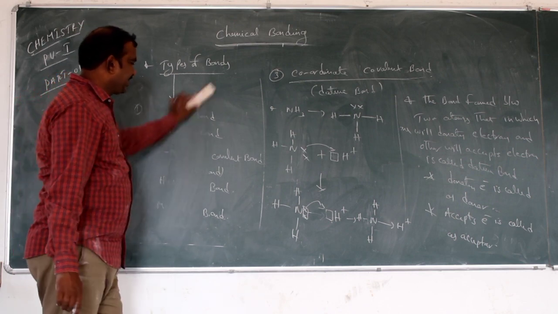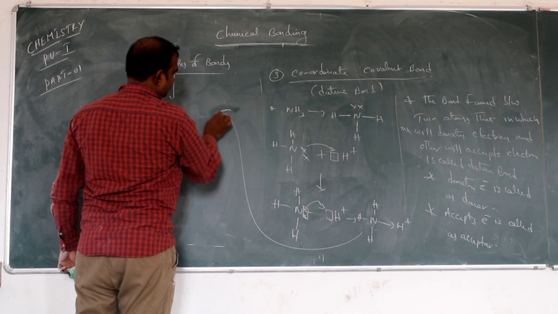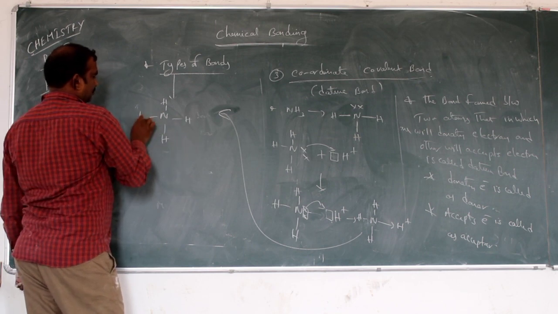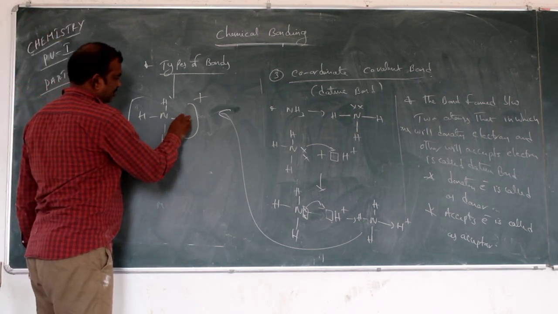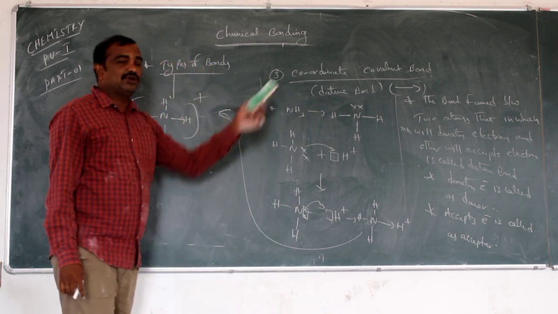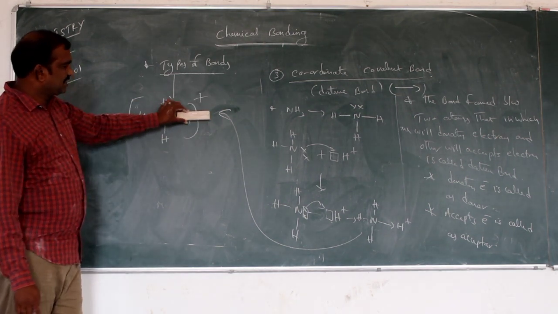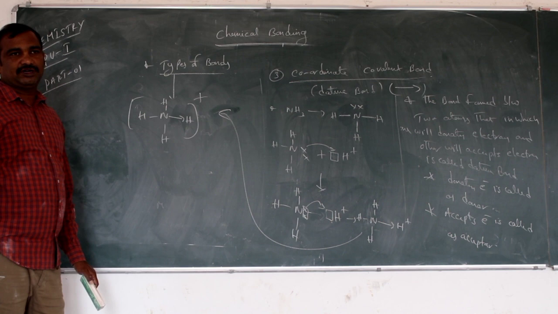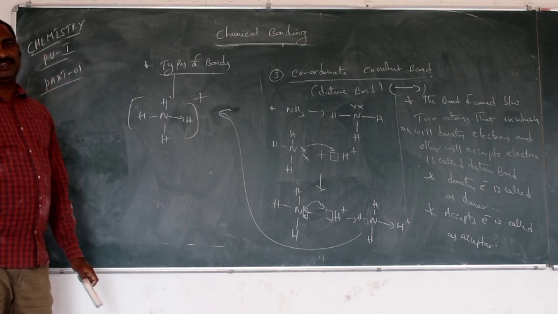So finally, we can write this product as NH4 plus. Here we have to indicate the coordinate covalent bond. What is the indication of a coordinate covalent bond? An arrow towards the acceptor. In NH4 plus, how many bonds are possible? 4 bonds. 3 are covalent bonds and the fourth one is a coordinate covalent bond, shown by an arrow towards the H plus ion.